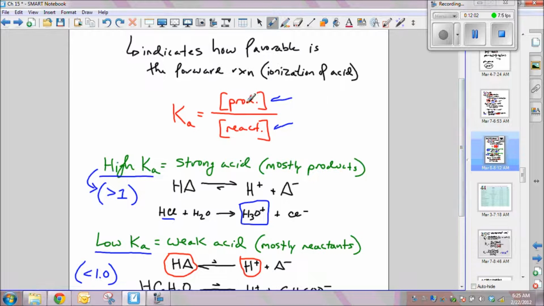So you don't have many products. You've got mostly reactants in solution, unionized species. So you've got a small number over a large number, or a decimal: a low Ka value, a low Kb value.